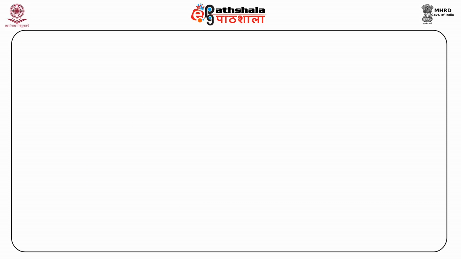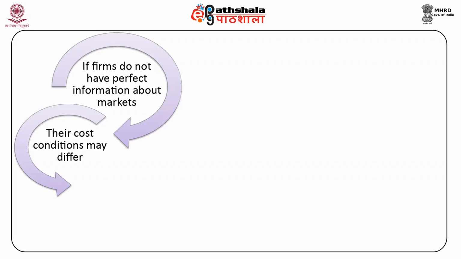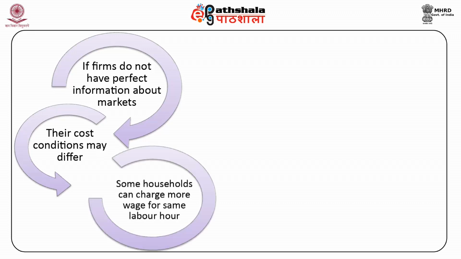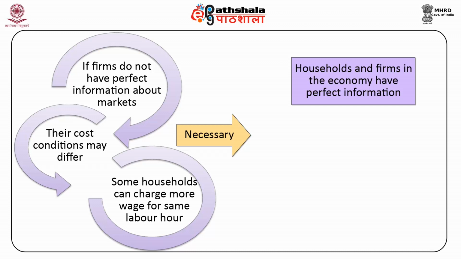Similar is the case for firms operating in the competitive structure. If firms do not have perfect information about markets, their cost conditions may differ. Some households can charge more wage for the same labor hour. Therefore, for the existence of competitive structure, it is a necessary condition that all the individuals, that is, households and firms in the economy, have perfect information about all the markets in the economy.